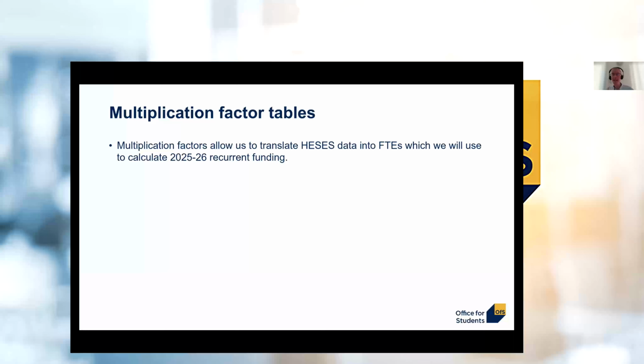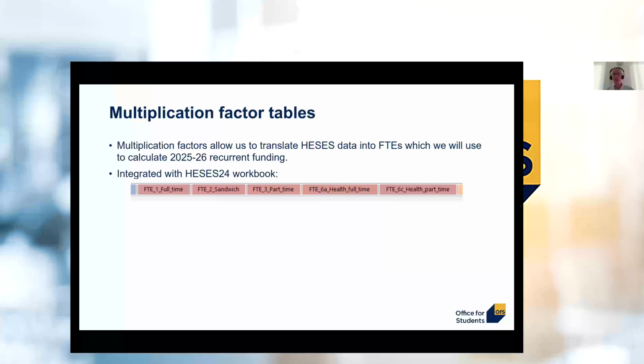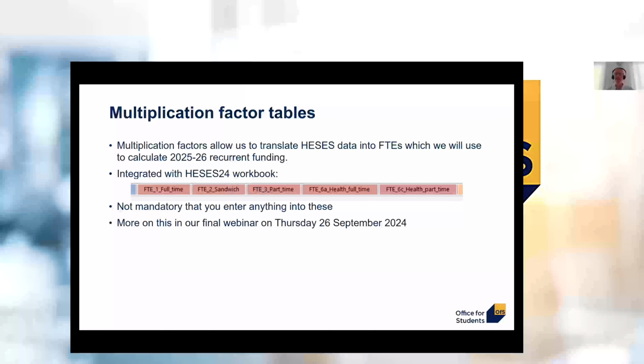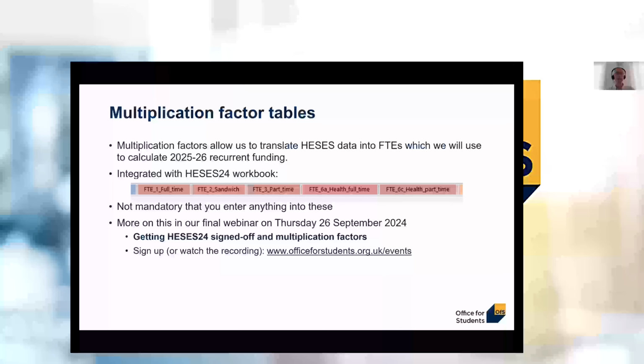Now, I'm mentioning these here because you will see the worksheets included in the HESES workbook. You'll see them off to the right, as it were, of the workbook tabs. And I should say here that completing these is not mandatory, but I strongly recommend that you look at our webinar on the 26th in a week's time when we go into this subject in much more detail. It's called Getting HESES24 Signed Off and Multiplication Factors. And you can sign up for this or watch the recording at officeforstudents.org.uk/events. And there is a whole guidance document and everything as well, which we'll talk about in a week's time.